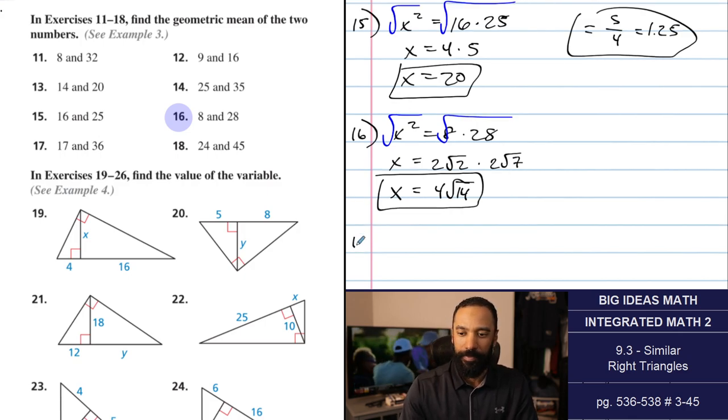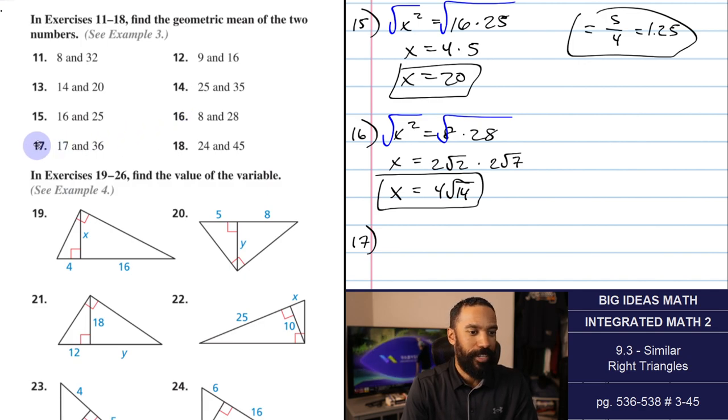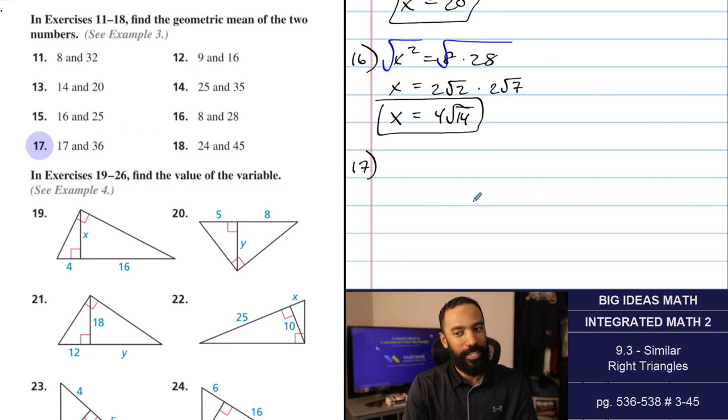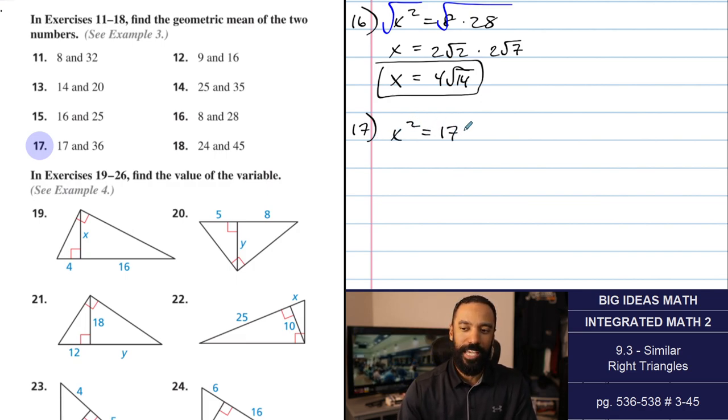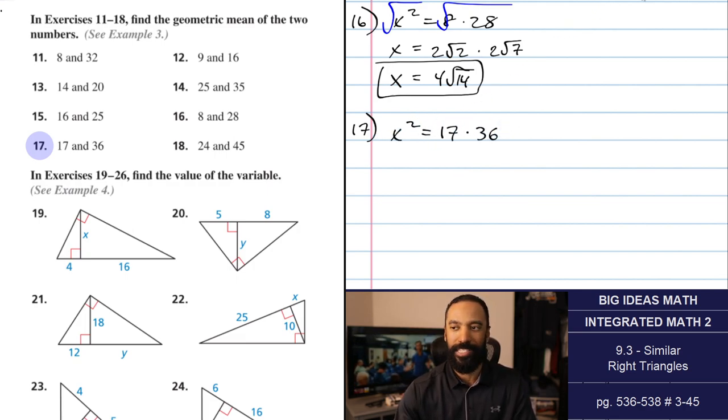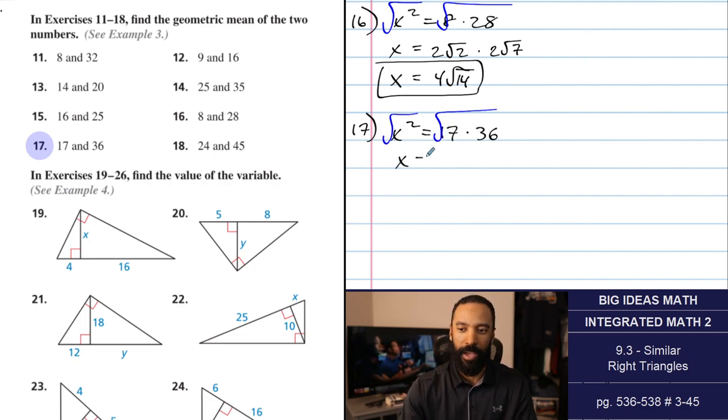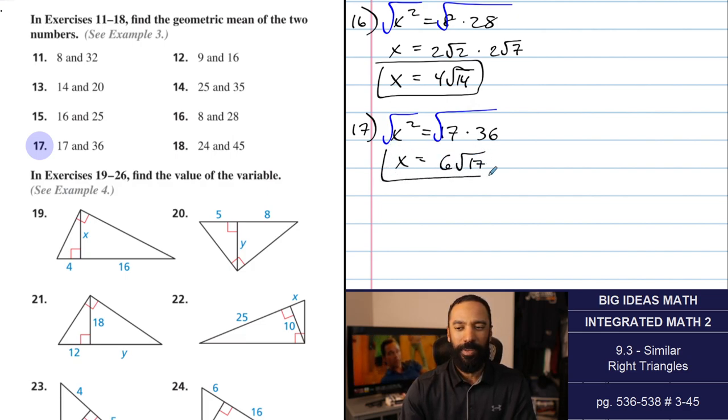Number 17. If there's any consolation, these at least are drill and kill problems. 17 and 36. Oh boy. X squared equals 17 times 36. Well, 17 itself is a prime number which cannot be simplified more, so I'm not going to do very much with that. The square root of 36 is 6, so I'm going to end up with 6 root 17. I don't really know what they want us to do in these problems, but I found the answer.